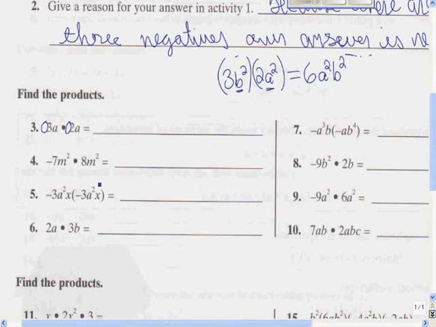And remember, when the signs are the same in multiplication, our answer is positive. When the signs are different, our answer is negative. So here the signs are the same, so I know my answer is going to be positive. I'm not going to write anything because when it's positive, I leave it blank.